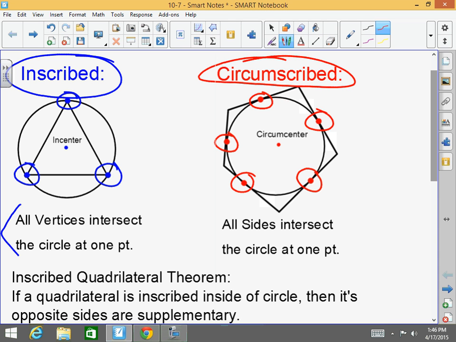Yes, sir. That's a very good question. Would the circle be inscribed inside of the polygon? Yes, that's pretty much what I said.